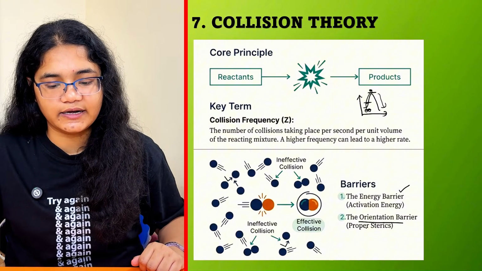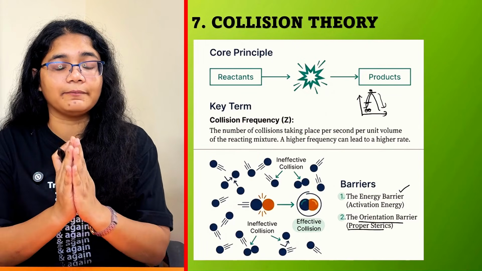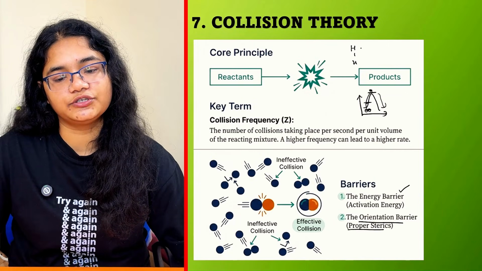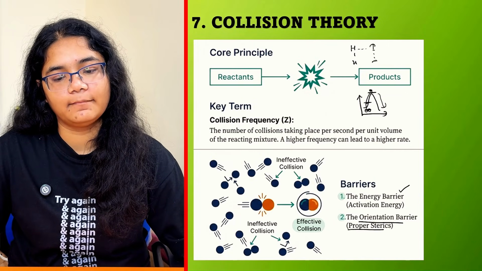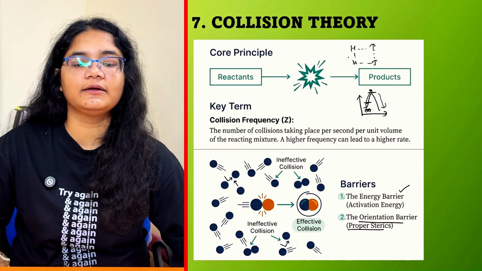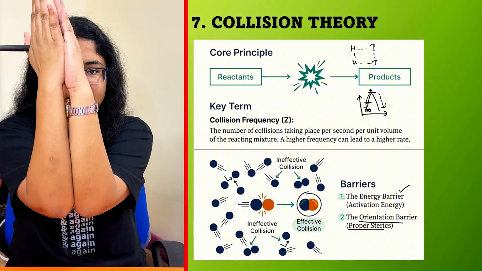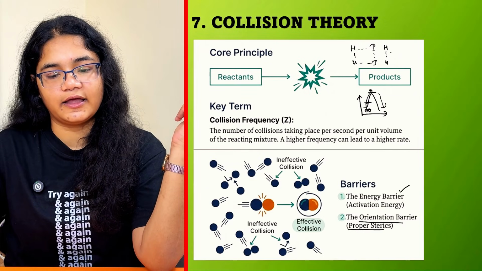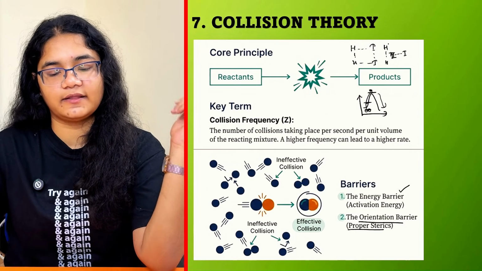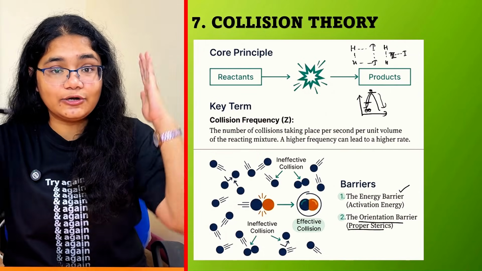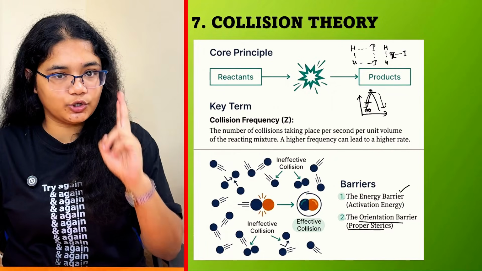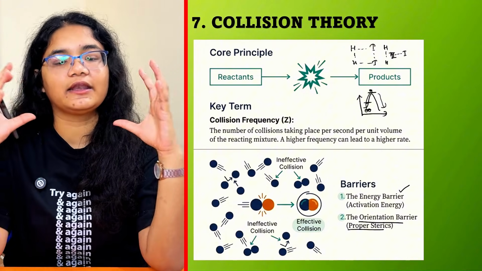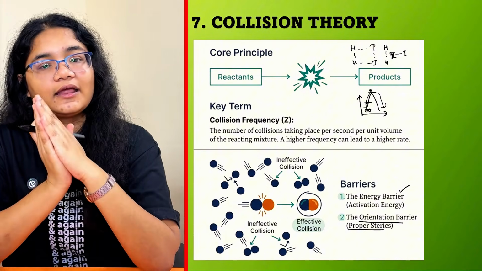And the second thing is the orientation factor. The collision should happen in the proper direction only. As we discussed, for example, for the HI reaction to form, the collision should be like this, H and I, so that the intermediate can form. If the H molecule is like this and the I molecule is coming from somewhere else and they collide like this, then the reaction will not happen. You need a proper orientation for that. These are the two barriers, and if any collision meets these two conditions, we can call that collision an effective collision and it can give you the product.